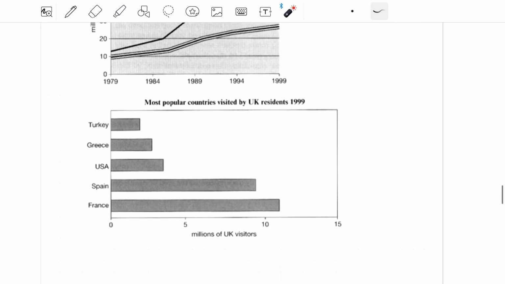And then the second chart is a bar graph, but it's also quite straightforward and nothing too complex. This bar chart shows most popular countries visited by the UK residents in 1999. So which countries did the people of UK visit the most? This is what is being shown in this bar chart, and we can see that France was the most popular destination, closely followed by Spain. Then the least popular destinations were USA, Greece, and Turkey, respectively. And that's all you need to do.